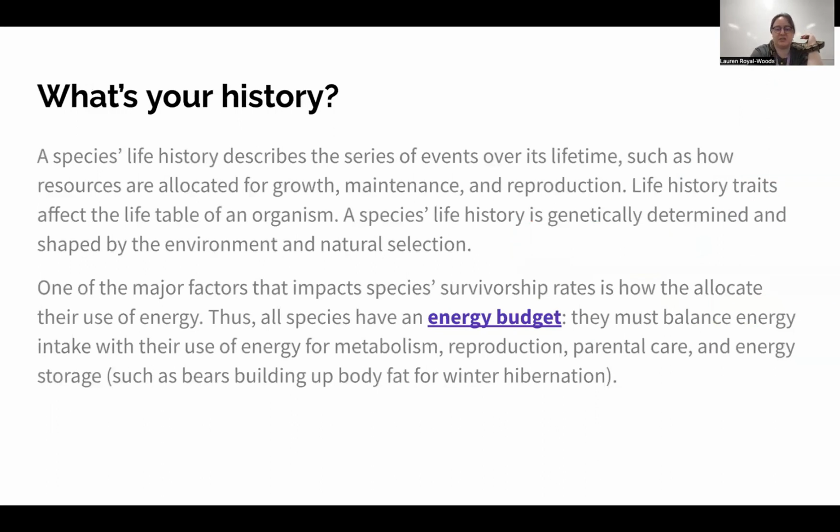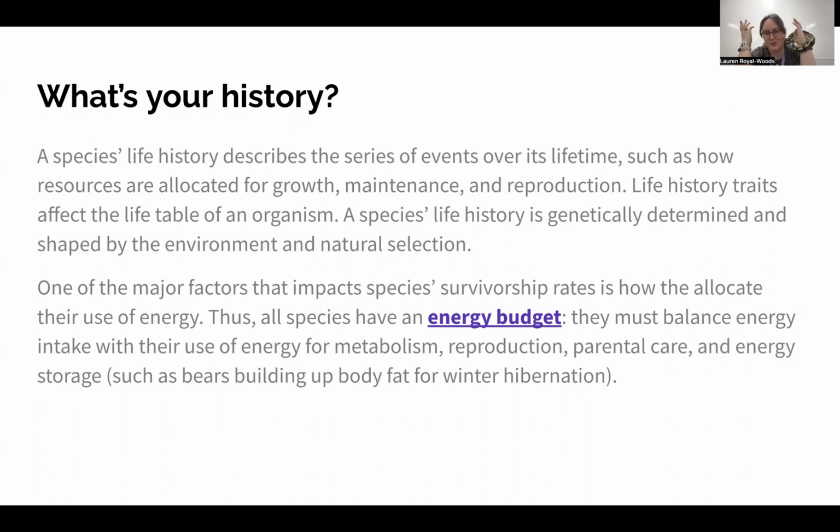So species life history describes basically a series of events over its lifetime. So resources allocated for growth, maintenance, reproduction, and life history affects the life table as well. And this is basically genetically determined, shaped by environment and natural selection. Like I was talking about last time, that one hummingbird species that can only get food from one plant, and that one plant can only be pollinated by that same hummingbird. So they're a 1-to-1. If something happens to them, that's going to screw up the life table of the hummingbird population.